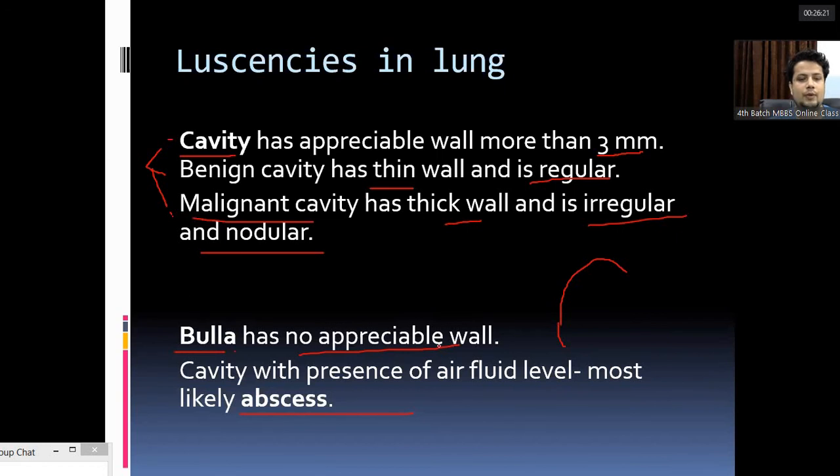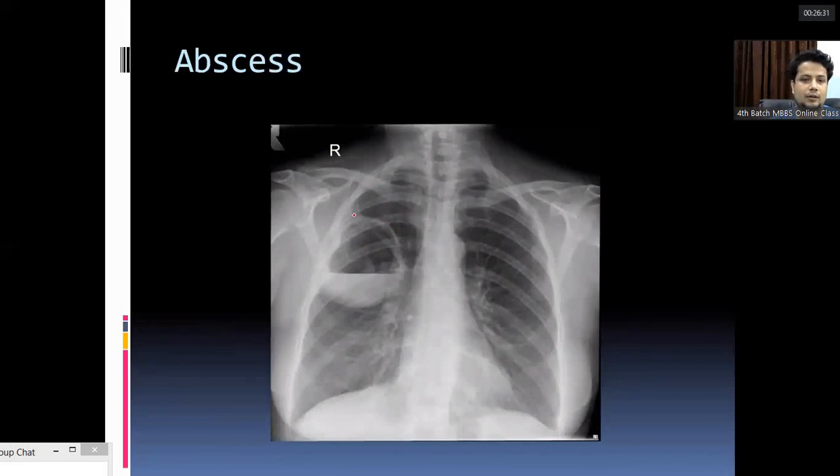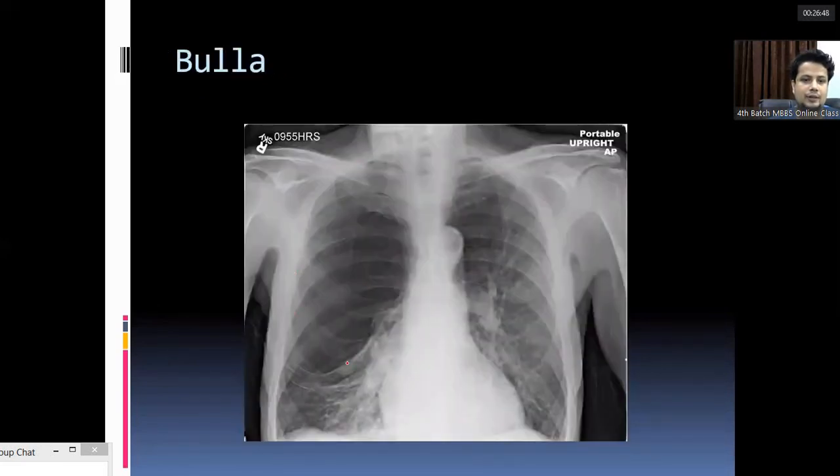And a bulla has no appreciable wall, and when a cavity has an air fluid level, then that is most likely an abscess. So we can see there is an appreciable wall, lucent lesion in the right middle zone, predominantly in the middle zone, with appreciable wall and presence of an air fluid level. So when there is an air fluid level, it is an abscess. And here we can see a lucent lesion in the right upper and middle zone with a hairline thin wall. The wall is very hairline thin. So this is a bulla.